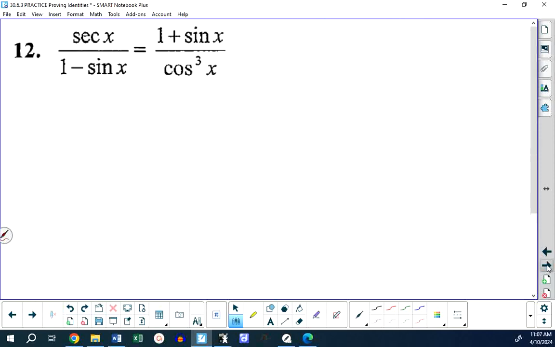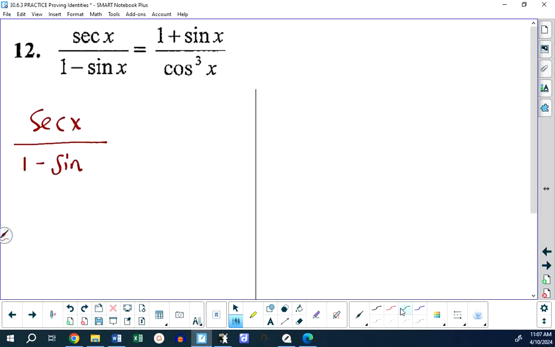There are limited options here. And I think looking at this, since the bulk of everything on the left and the right is written in terms of sine and cos, why don't we start by writing that secant in terms of cosine? And remember, you're working on the left side and the right side independently from one another. So on the left side, we have secant of x over 1 minus sine of x. And on the right side, we have 1 plus sine of x over cos cubed of x.